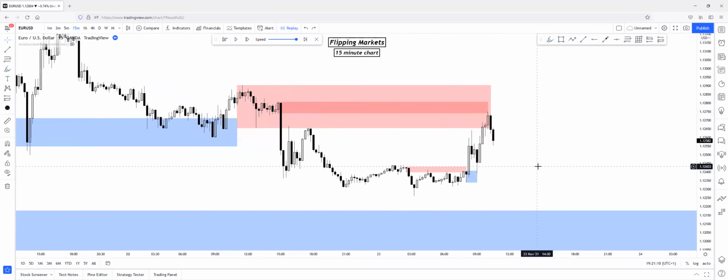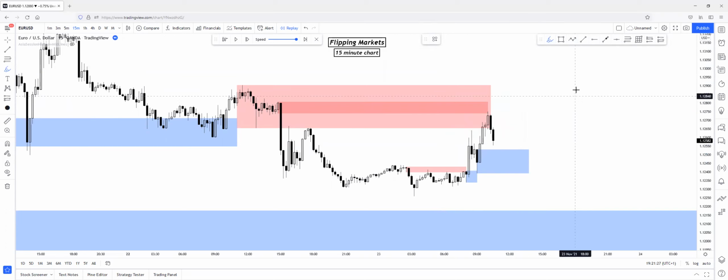Okay, so after this demand zone, we will have another demand zone, which caused the inefficient push to the upside. And this will be the demand zone. As you can see, this is a really huge zone, so we will have to refine it on the 5-minute chart.